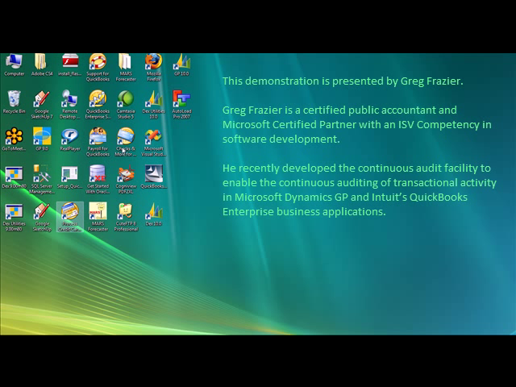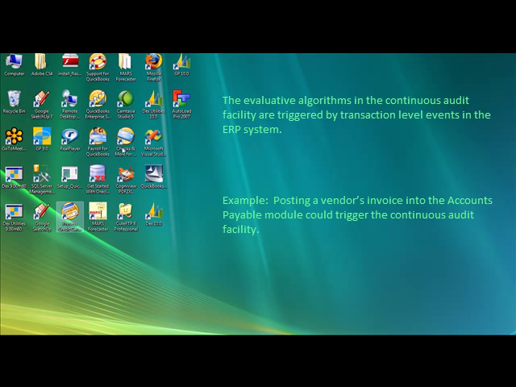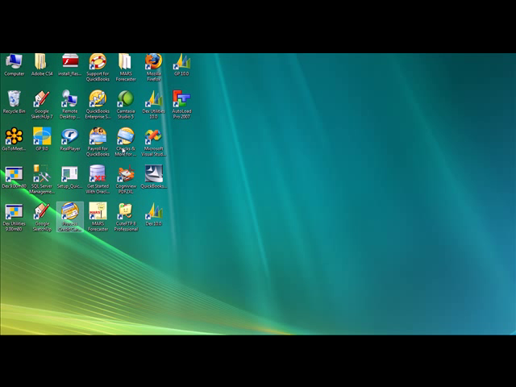However, the continuous audit facility is tightly integrated with the ERP system because it examines transactions processed through the system for compliance with predetermined, agreed upon business policies and best business practices. The evaluative algorithms in the continuous audit facility are triggered by transaction level events in the ERP system. For example, the posting of a vendor's invoice into the accounts payable module within the ERP system could trigger the continuous audit facility into action.